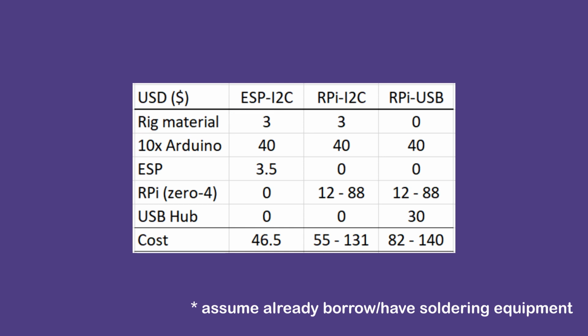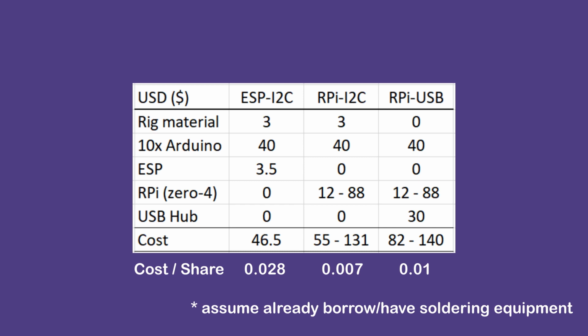To sum up the cost of each setup, ESP is the winner because it is the cheapest at $46. Raspberry Pi I2C is not much more expensive than ESP if you are using a Raspberry Pi 0W. However, the price does increase to $131 if you are using a Raspberry Pi 4. The Raspberry Pi USB setup is the most expensive here because of the additional USB hub. I'm using a good quality USB hub, that's why it costs $30 for me.